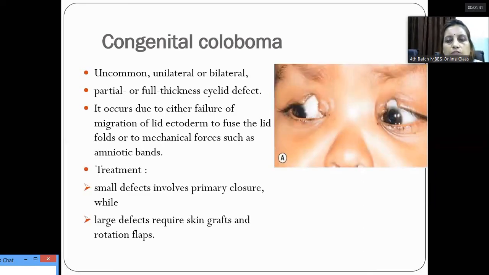Congenital coloboma, so it's a gap. It's an uncommon unilateral or bilateral condition which can be a partial or full thickness eyelid defect, and it occurs due to either failure of the migration of the lid ectoderm or failure to fuse the lid folds, or due to mechanical forces such as amniotic bands, so it results in this condition. A small defect involves primary closure, and a large defect may require a graft to close it.